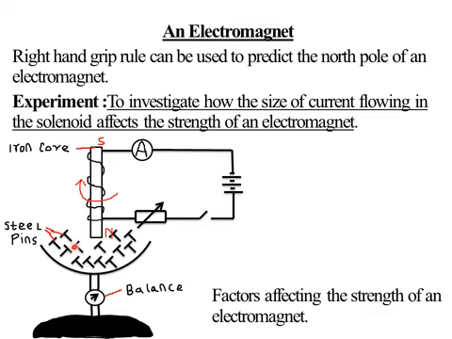Now, in this particular experiment, it is observed that as you increase the current, the steel pins get attracted to this particular iron core. The steel pins get attracted to this particular iron core, showing that actually the iron core is magnetized. Remember, we did look at how to magnetize a magnetic material by electrical method.